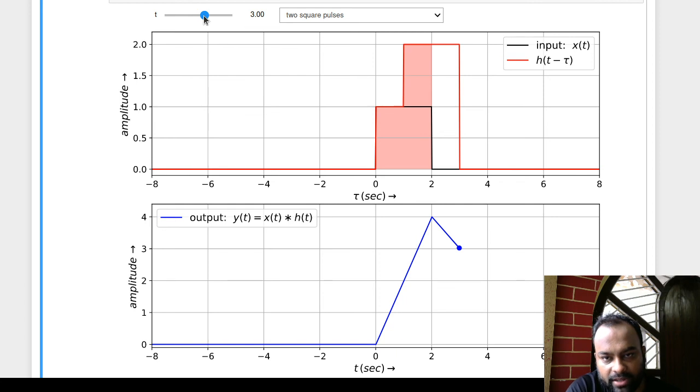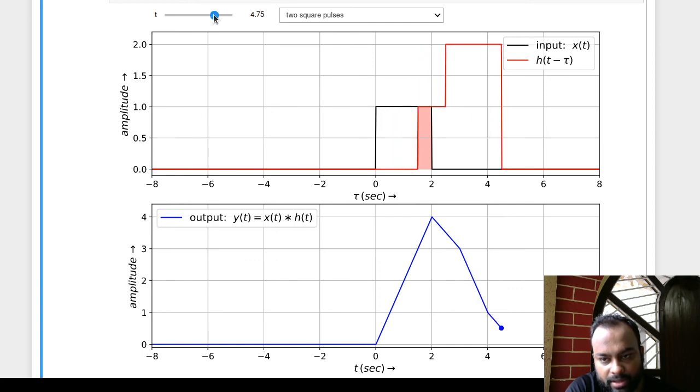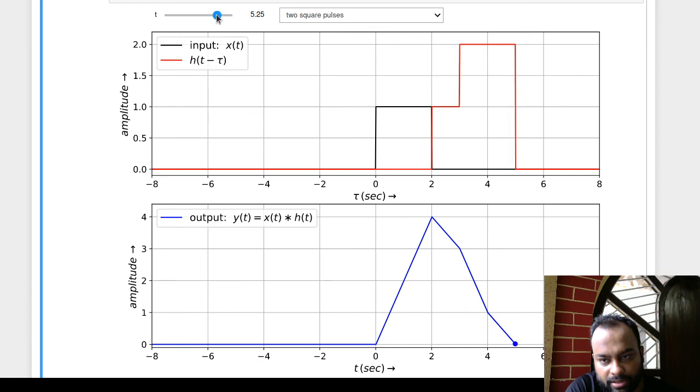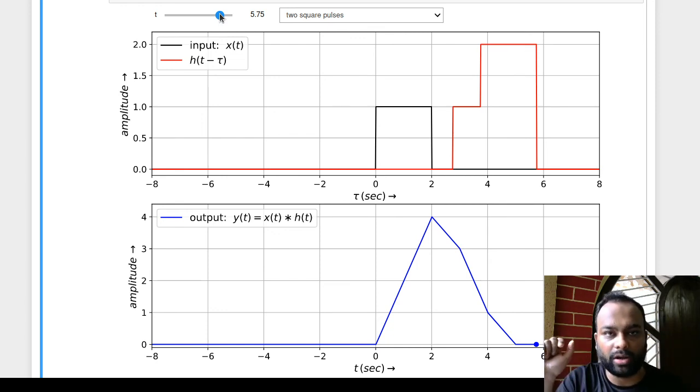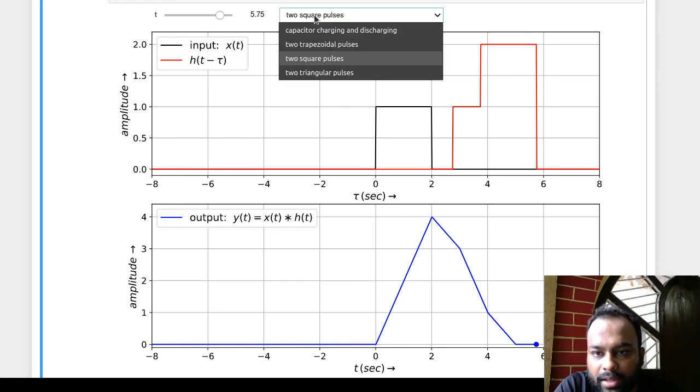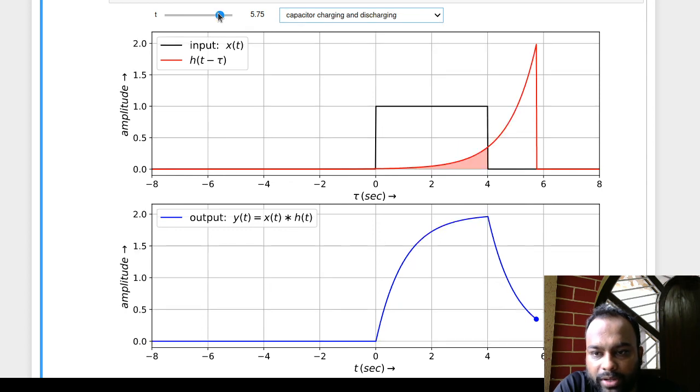If I go even further, the output is also reducing, and now the output has become 0. That is how the entire overlap worked. Again, I shall give you the files which you can execute in Google Colab. Now let's see one more simple example.